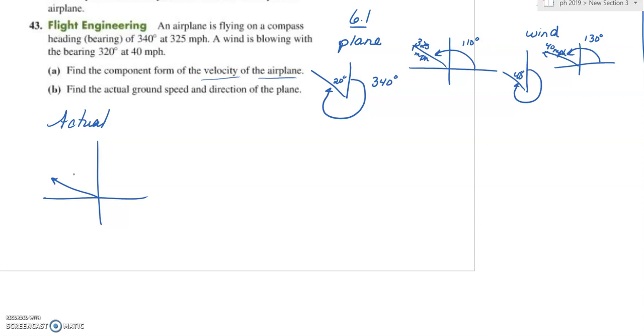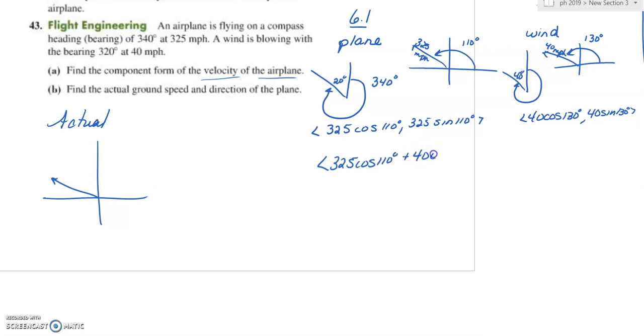So we need to combine the component form for the velocity vector of that plane and the velocity vector of the wind. So over here for the plane, you have 325 cos 110 and 325 sine 110. For the wind, you have 40 cos 130 and 40 sine 130. So what we're going to do is combine forces, and add the x components of the plane and the wind velocity vectors, and the y components.